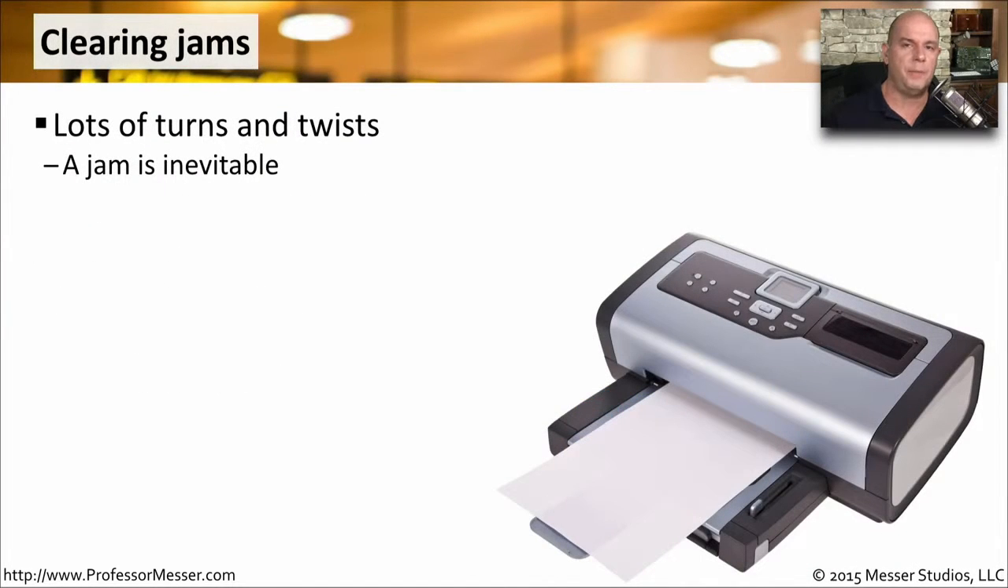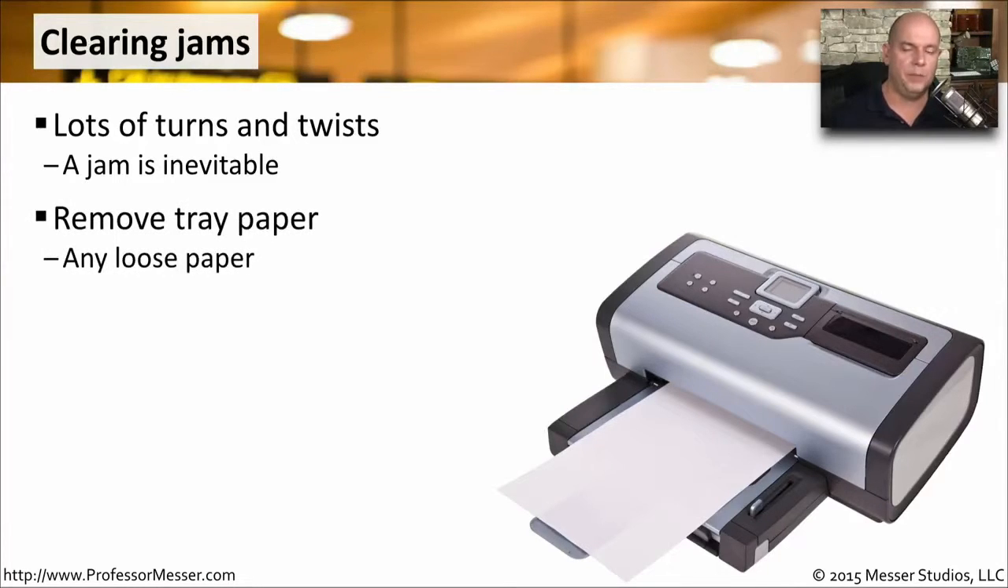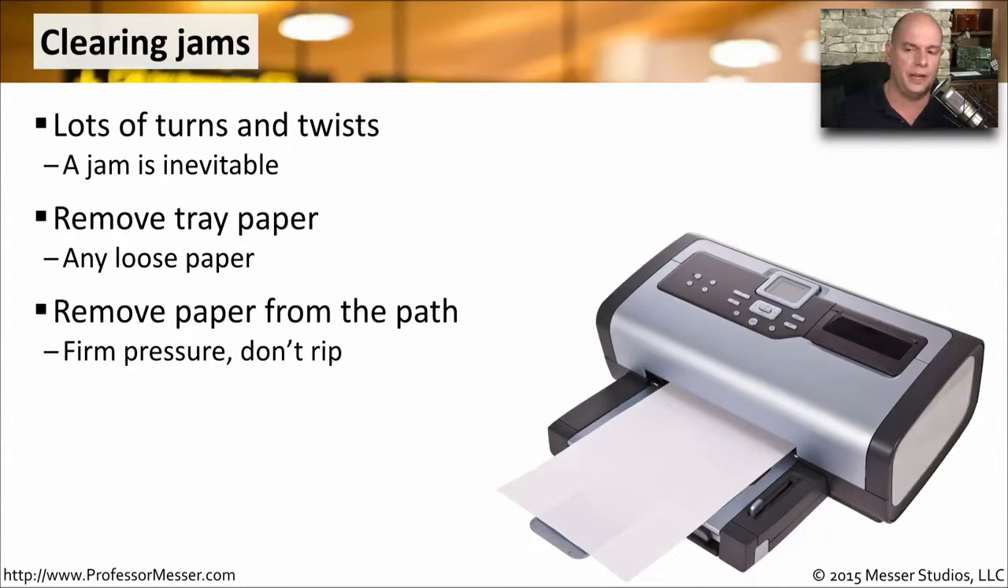With any printer, we often run into paper jams, and an inkjet printer is no exception. There are a lot of different turns and twists as the paper goes through the printer itself. If you run into a jam, you may want to remove all of the paper from the trays themselves and try to get everything out of the way. At that point, you'll probably be able to see exactly where the jam is occurring.